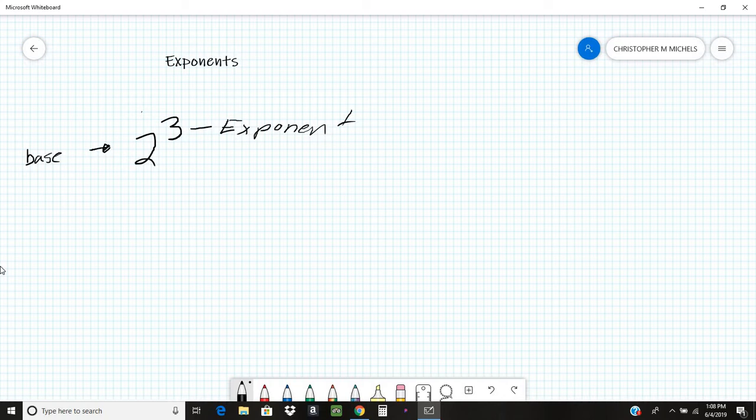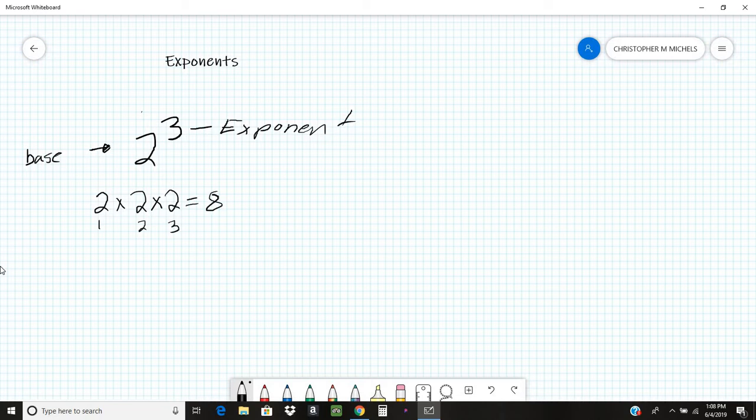Okay, so 2 to the third, it's pretty simple. Just remember, this doesn't mean 2 times 3. That drives me crazy when people do that. This means 2 times 2 times 2. So there's the 1, 2, and 3. It's 2 times itself 3 times, so naturally this would be 8.